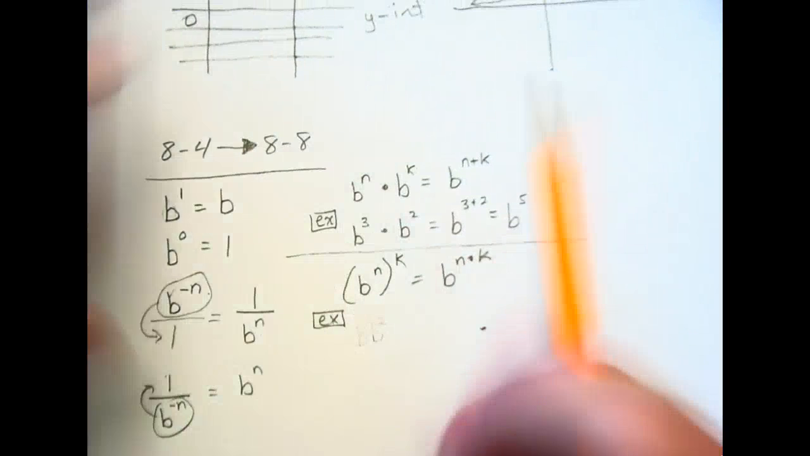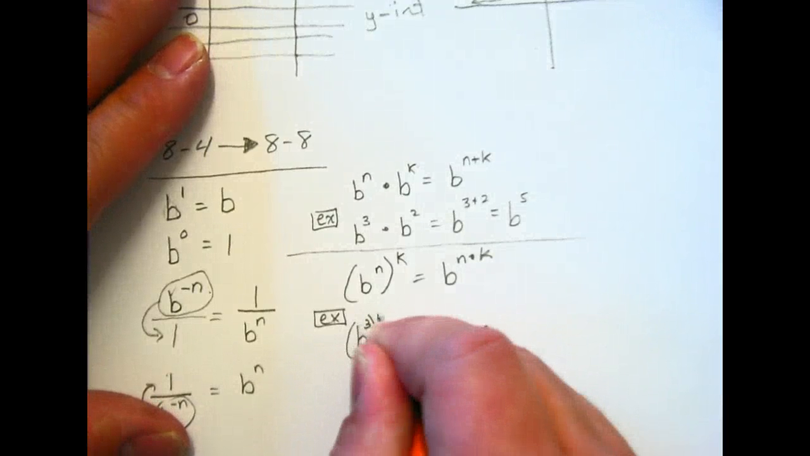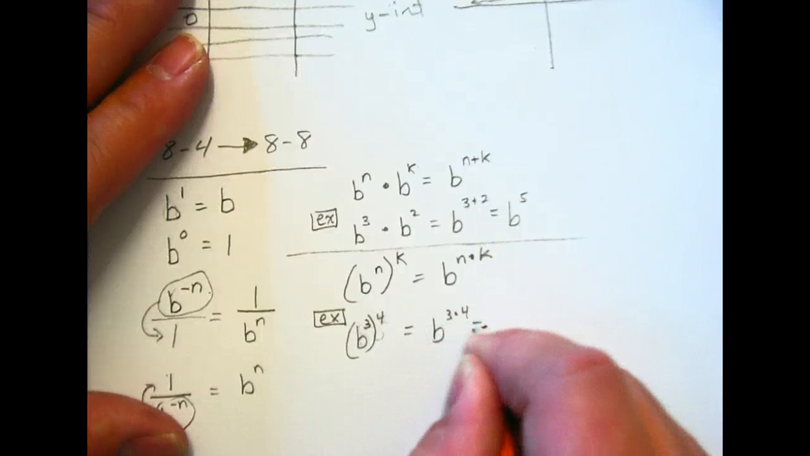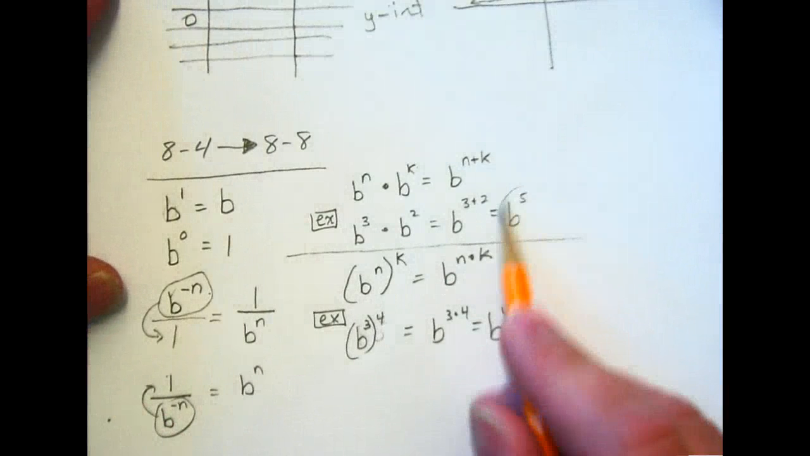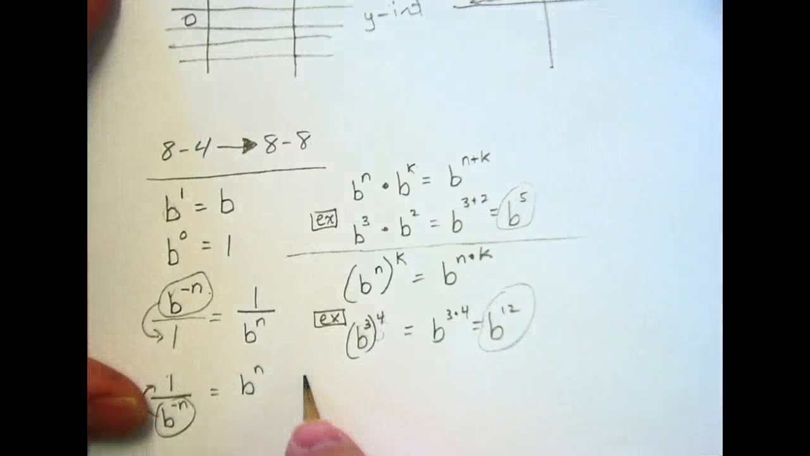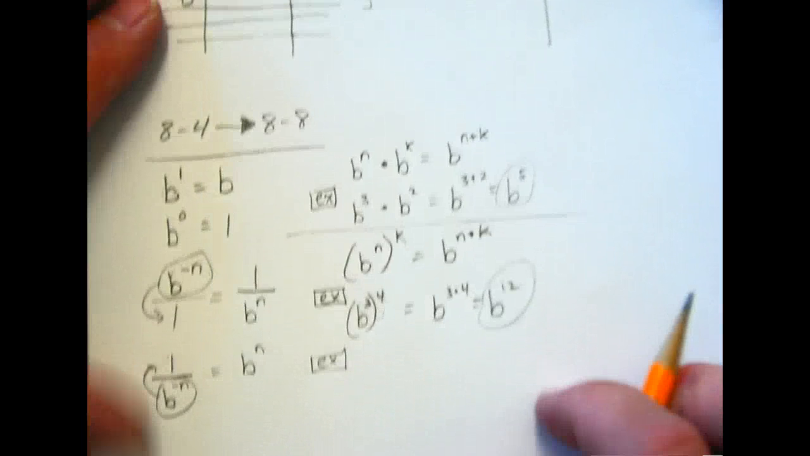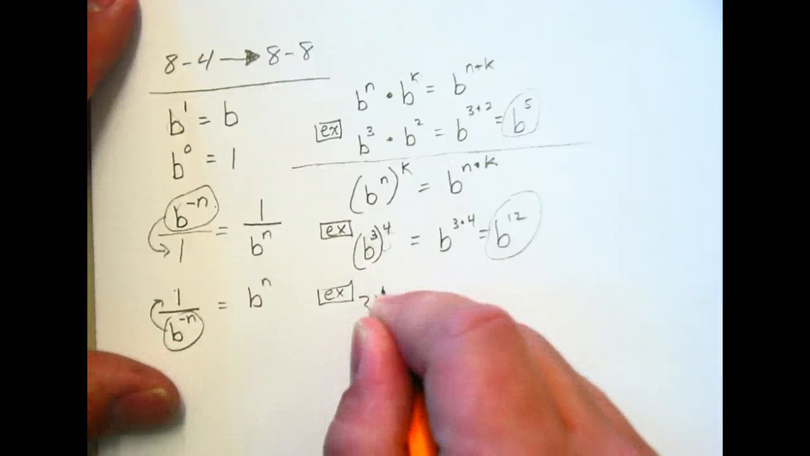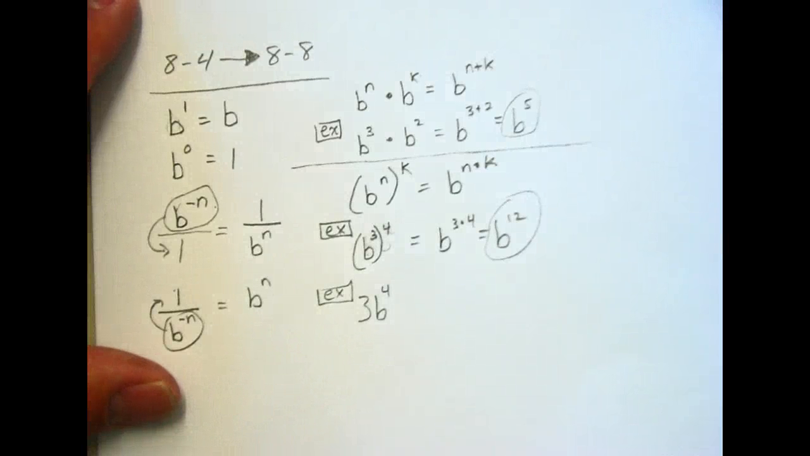And so let's do one like that here in a minute. Let me give you an example of this one. So if I had b to the third all to the fourth, that would be b to the 3 times 4, or b to the 12th. Okay? So what you're talking about is, let's give a different example. Let's use yours. So if we had 3b to the 4th, that's as simplified as you can do it. Okay? So that would be your answer there. That's already in simplest form.